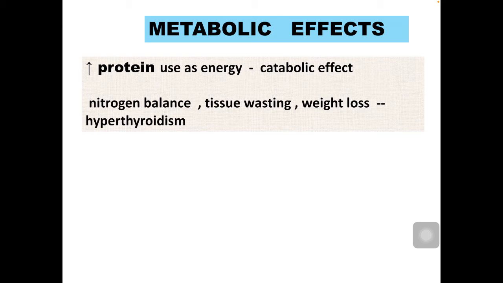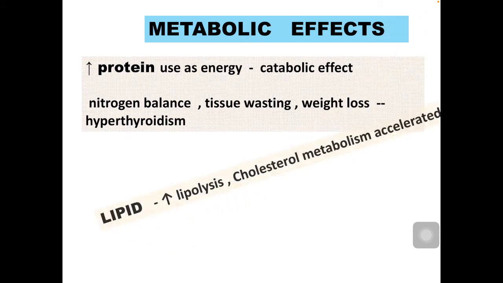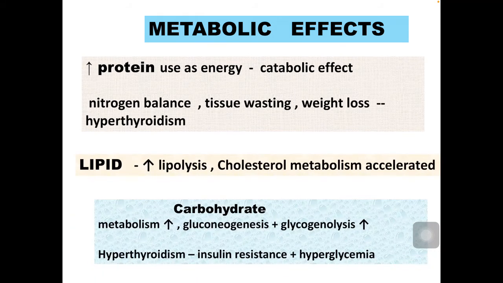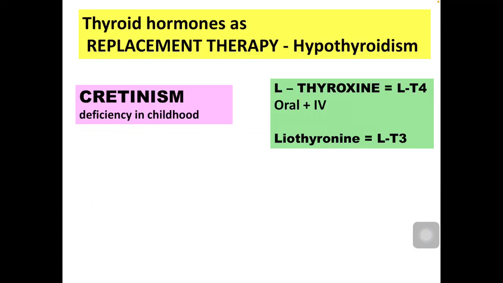Normal or euthyroid status is responsible for the normal basal metabolism of an individual. In lipid metabolism, there is increased lipolysis, there is increased cholesterol metabolism. Cholesterol is degraded into bile acids. In carbohydrate metabolism, there is increased gluconeogenesis, there is increased glycogenolysis, so increased blood glucose level. So hyperthyroidism is always associated with insulin resistance and hyperglycemia.